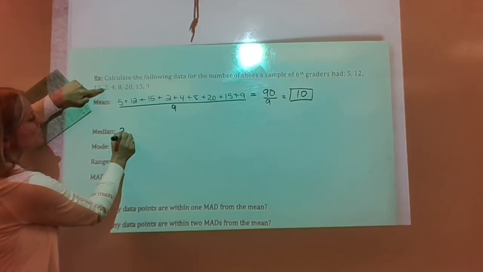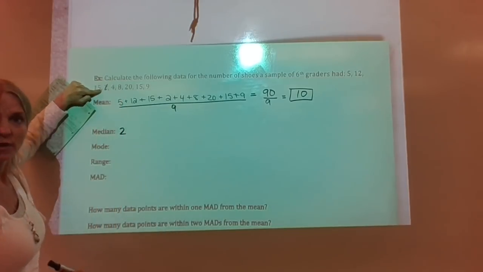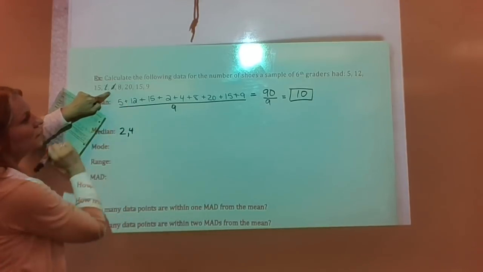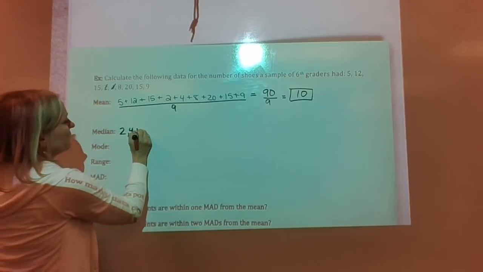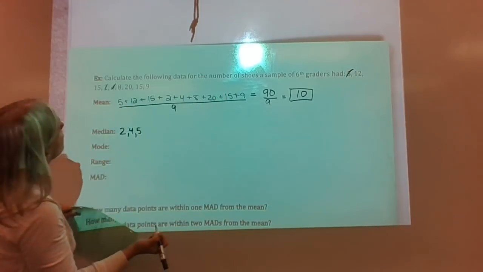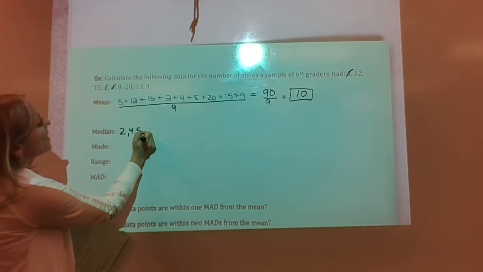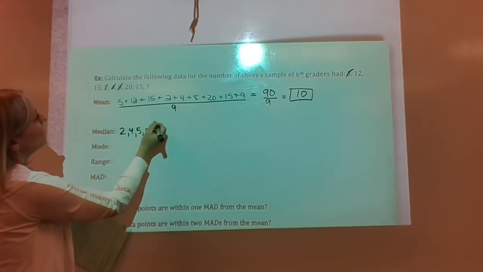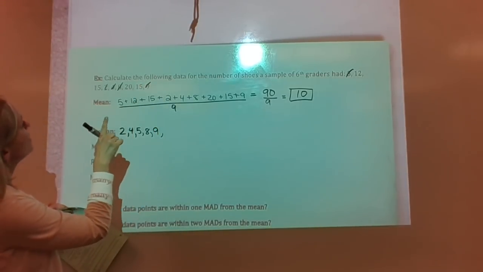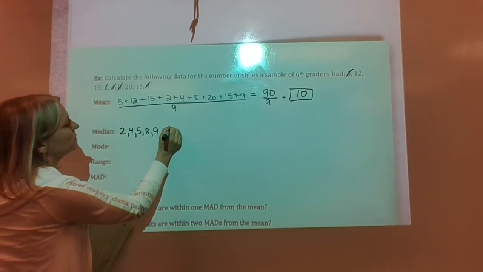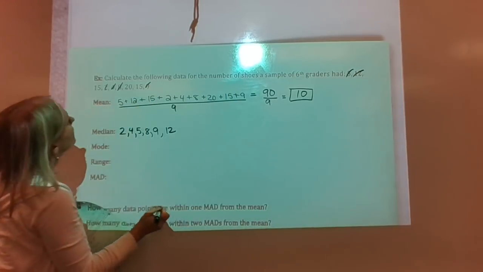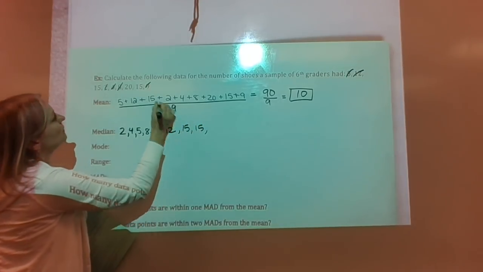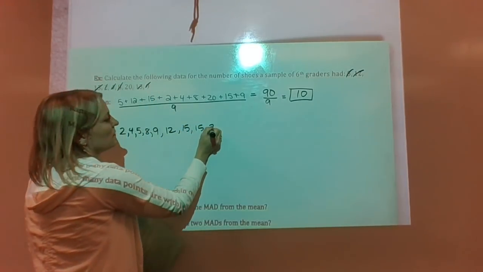So first, 2 is the smallest. I like to cross them off as I go so I make sure I remember everything. 2, then 4. Then we have a 5 over there, which I'll cancel off. The next would be 8. And then 9. And then we have 12. And then we have 2 of them that are 15, so we write both of them separately. 15, 15, and then a 20.